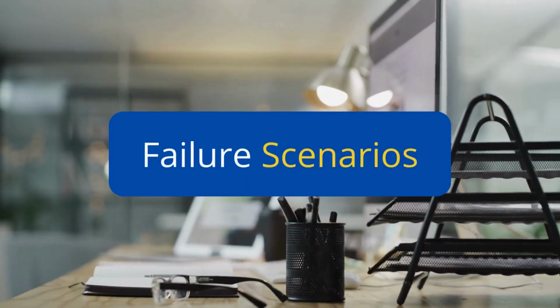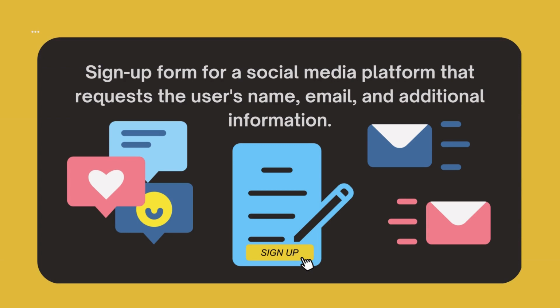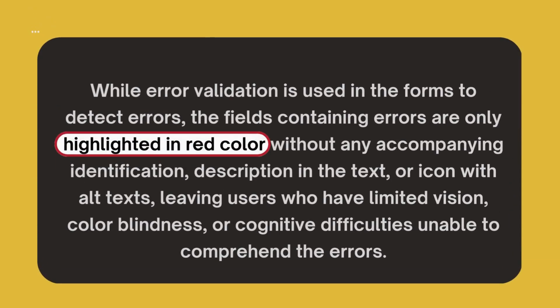Now, let's take a look at one of the failure scenarios. One unfavorable instance can be observed in a sign-up form for a social media platform that requests the username, email, and additional information. While error validation is used in the forms to detect errors, the fields containing errors are only highlighted in red color without any accompanying identification, description in the text, or icons with alt texts, leaving users who have limited vision, color blindness, or cognitive difficulties unable to comprehend the errors.